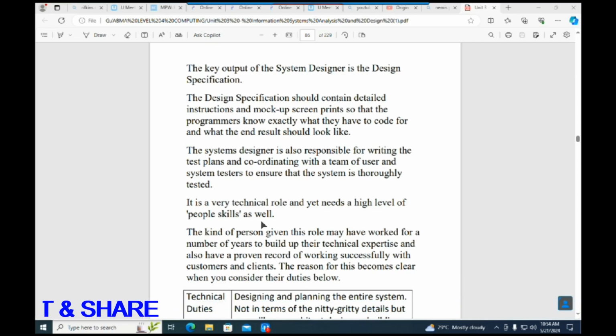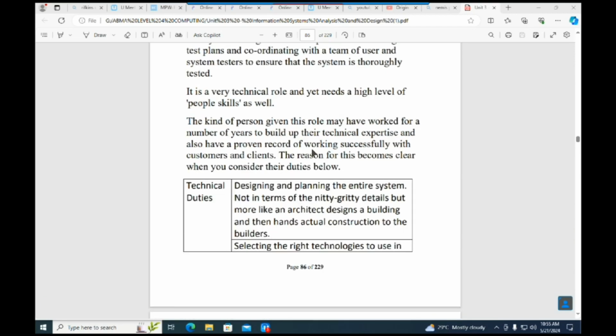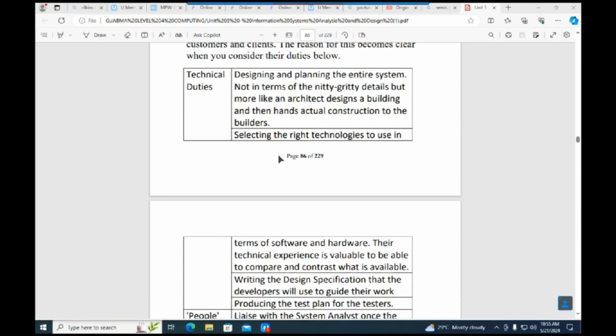However much it looks like a technical skill, personal skills or people skills are well needed. So it's supposed to be someone who may have worked for a number of years to build technical expertise. Also, he has maintained a record of successful working with customers and clients. Now, if you consider their duties, you'll get the reasons why it should be someone with high skills. And he has the technical duties.